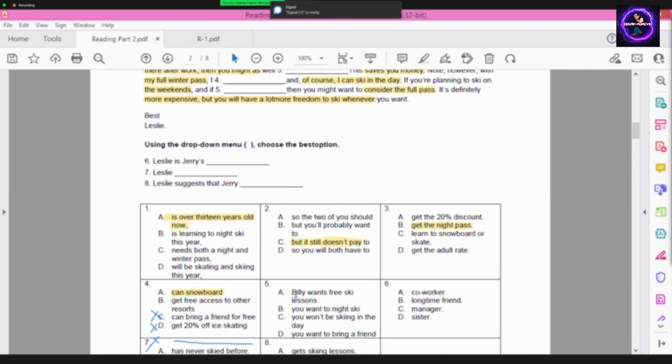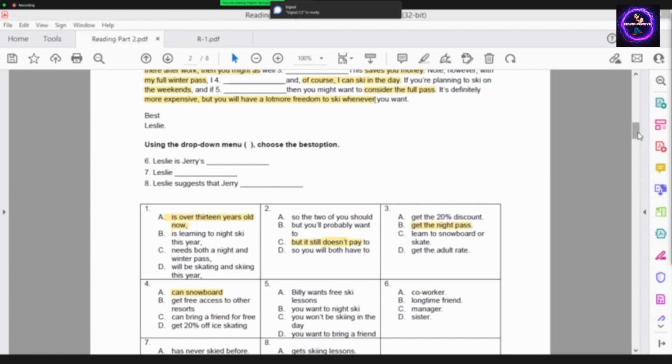Okay, looks like weekday or something. Let us check. Billy wants free ski lessons. You want to night ski. You won't be skiing in the day. You want to bring a friend. If you're planning to, okay, which pass is this? Full pass. We have to go look at the full pass once.